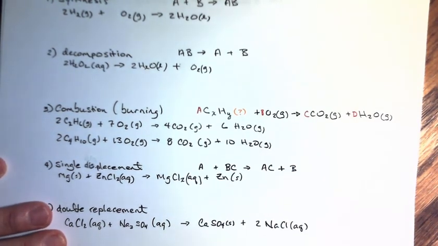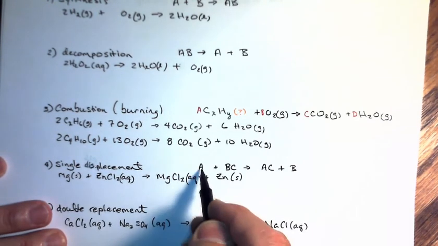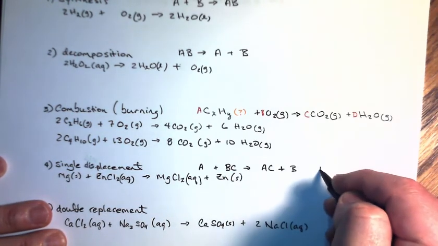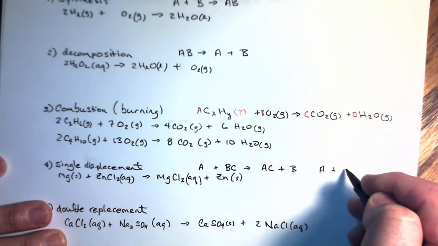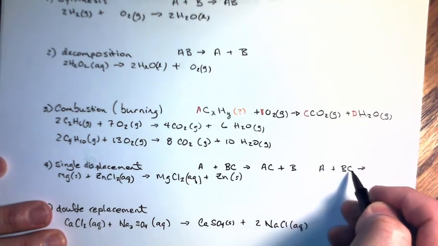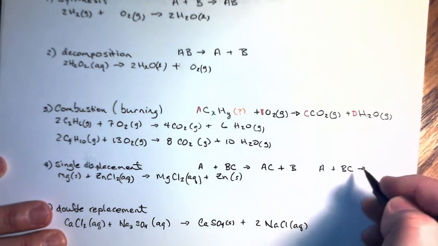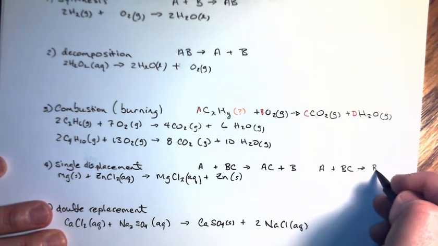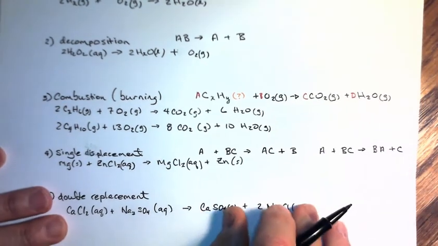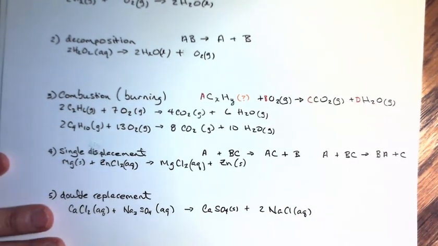Now, because of time, we haven't gotten to the other kind of single displacement in which A displaces C. So in that case, we would have A, B, C, but now A is going to be on the back side. So now we're going to have BA plus C. We haven't covered that yet, but that can happen too.